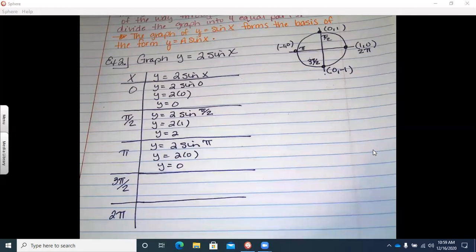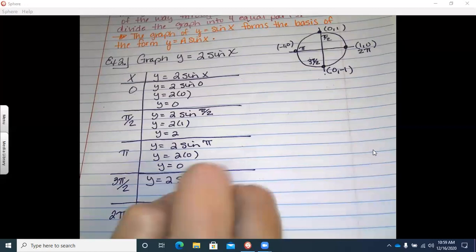Okay, at 3/2 pi. y equals 2 times the sine of 3/2 pi. What's the sine of 3/2 pi? Negative 1. So 2 times negative 1 is negative 2.